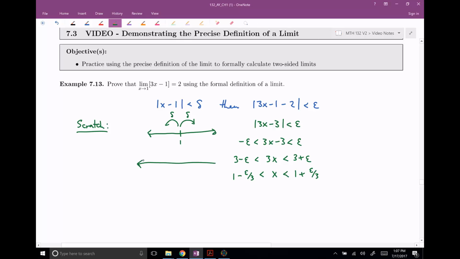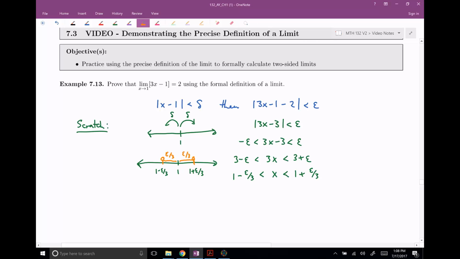So let's draw our second number line here. Here's 1. And it looks like, okay, this is kind of a strange value here, but I can go down epsilon over 3. So I go down, this length right here would be epsilon over 3, to this value, which again would be 1 minus epsilon over 3. And I could go up epsilon over 3, to 1 plus epsilon over 3. So long as I'm within this region, the claim is our function is within distance epsilon away from 2.